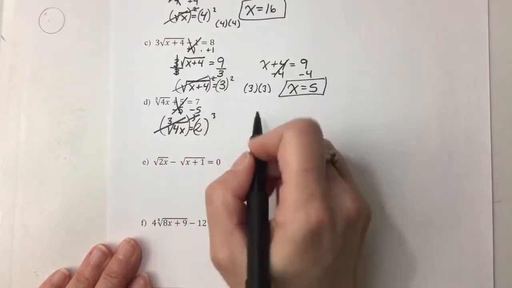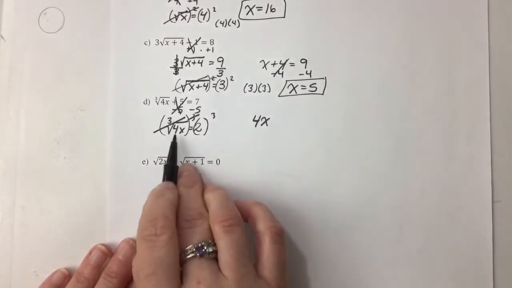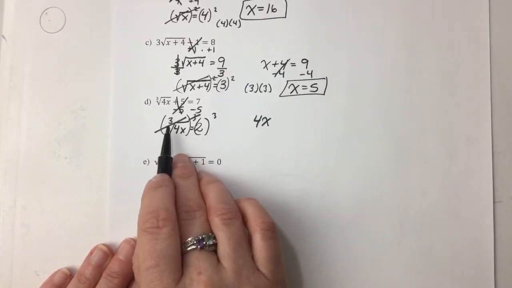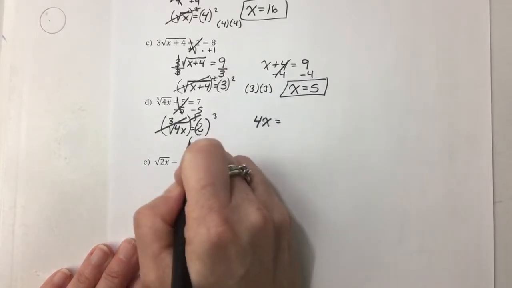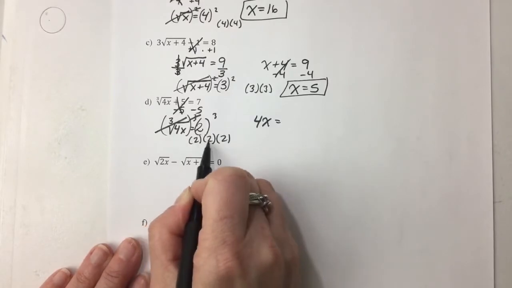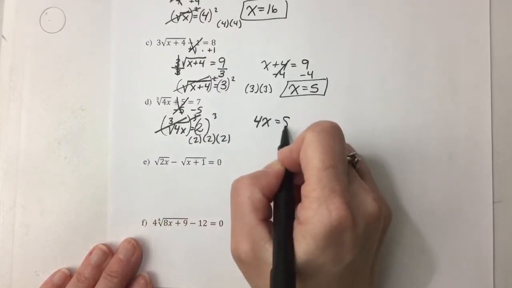A cubic root is canceled by a cube. 4x, that was your radicand. It is no longer underneath the symbol because the symbol has been canceled. Equals 2 to the power of 3 means 2 times 2 times 2. Well, 2 times 2 is 4. 4 times 2 is 8.